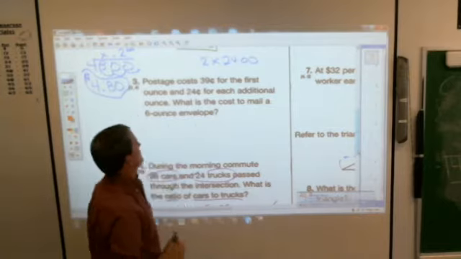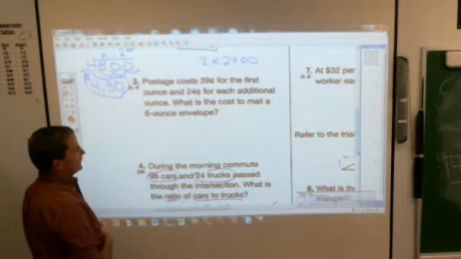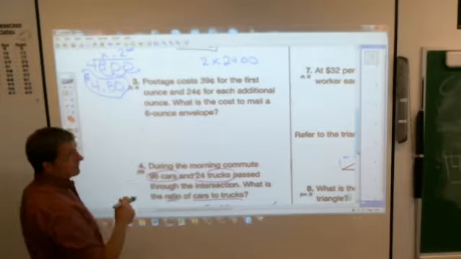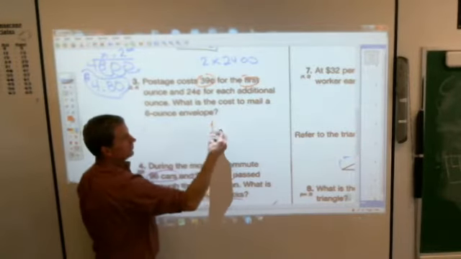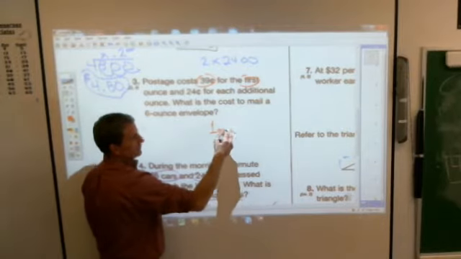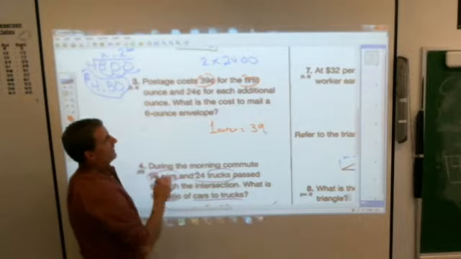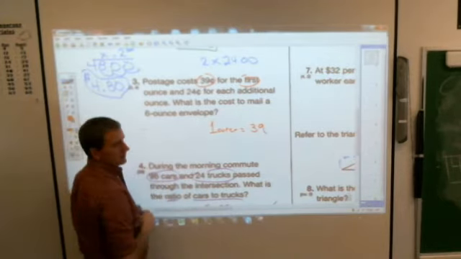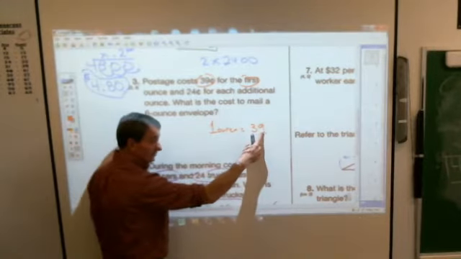Postage cost 39 cents for the first ounce and 24 cents for the additional ounce. What is the cost of a 6-ounce stamp? No easy way to do this other than to think about this. What's it say? 39 cents for the first ounce. So my first ounce is 39 cents. Well, if I'm buying a 6-ounce envelope, I've already paid for the first ounce with 39 cents. How many more ounces do I have left to pay for?